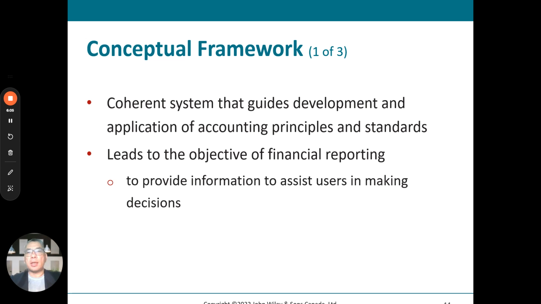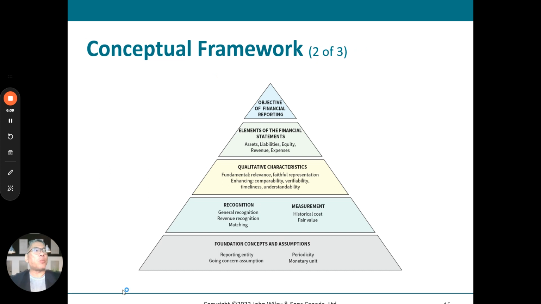Look at the conceptual framework here. We have the top, which is the objective. The second level of the pyramid is the elements of the financial statements. The third is the qualitative characteristics. The fourth is recognition and measurement. The last one is the foundation. So it's bottom up here, the pyramid. Take a look closely.